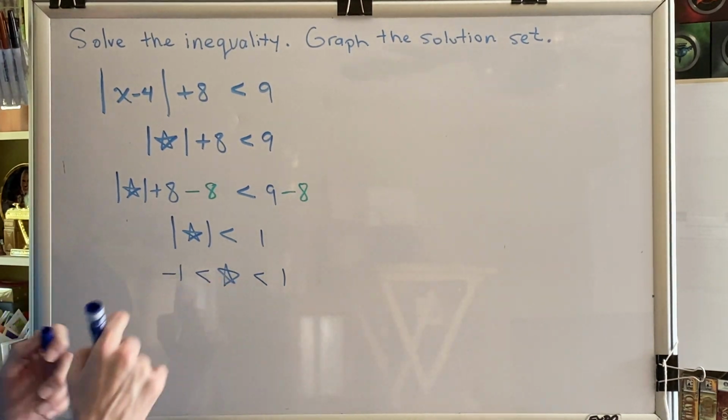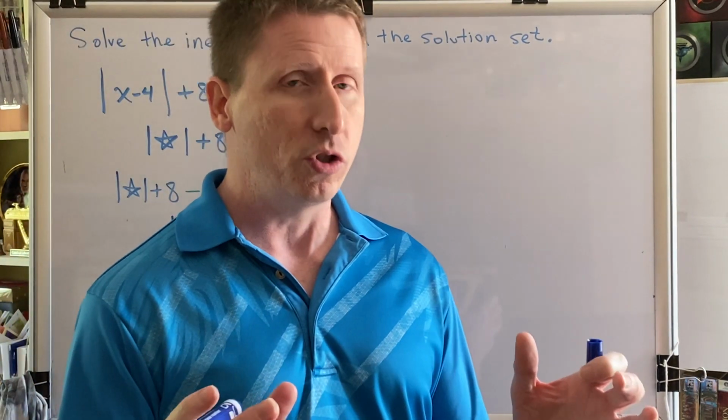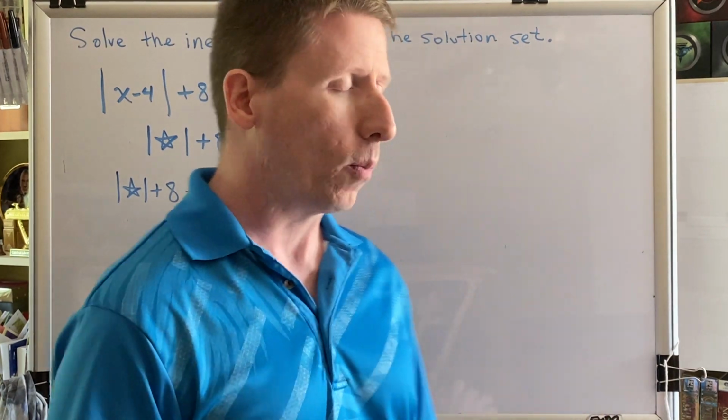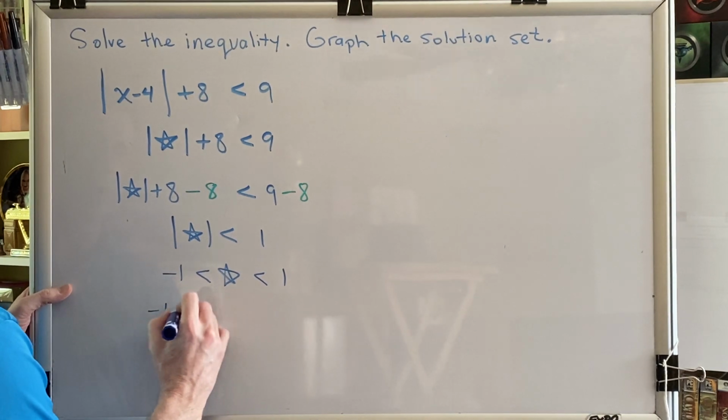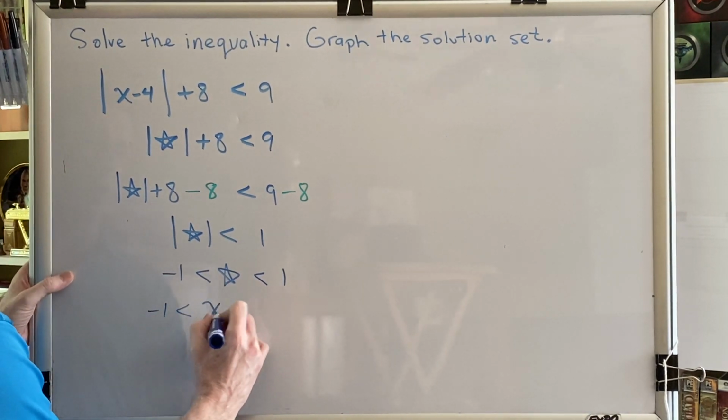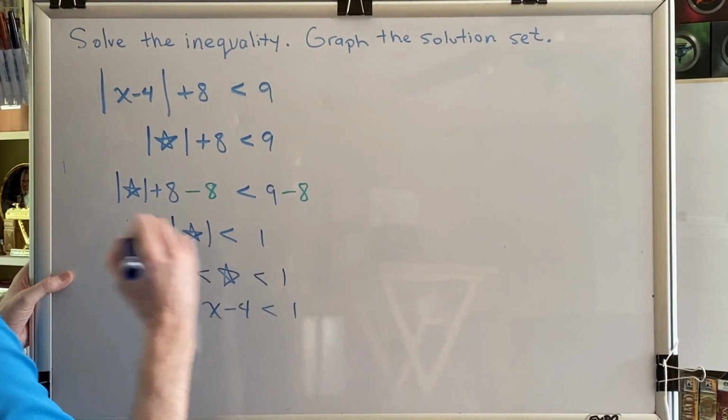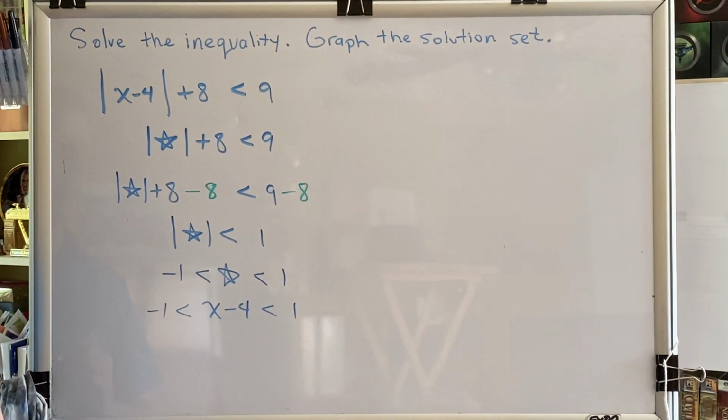Notice that we no longer have the absolute value bars. We have used the absolute value bars, therefore it is no longer part of our problem. Now put star back the way it was. In this problem, star used to be x minus 4. So now we have this statement, -1 less than x minus 4 less than 1.